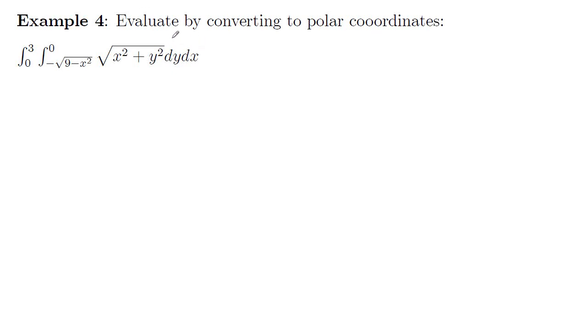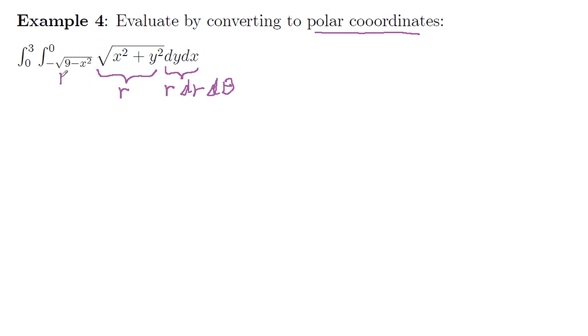In example 4, we want to evaluate by converting to polar coordinates here. So we see that square root of x squared plus y squared, that's going to be in polar coordinates, that's our r. And then dy dx, that's our dA, that is going to be r d theta. And then we have to figure out our polar limits of integration here.